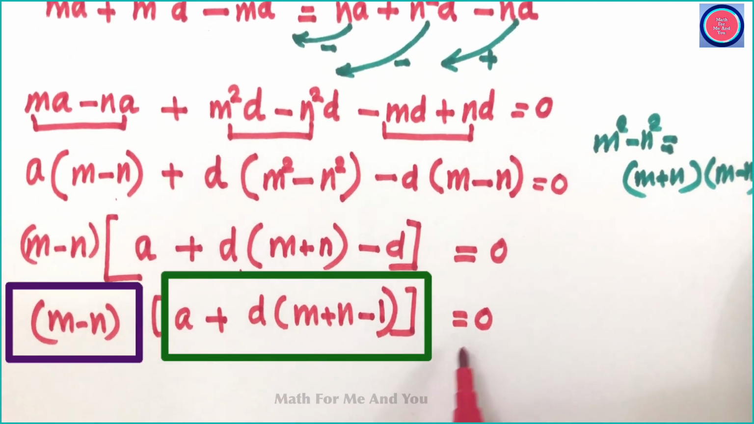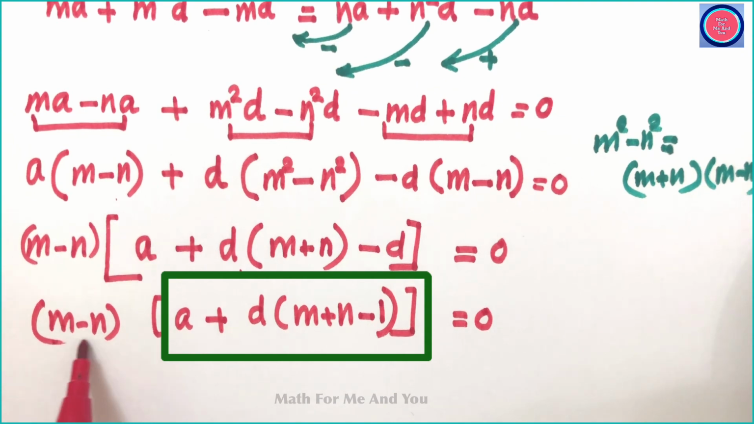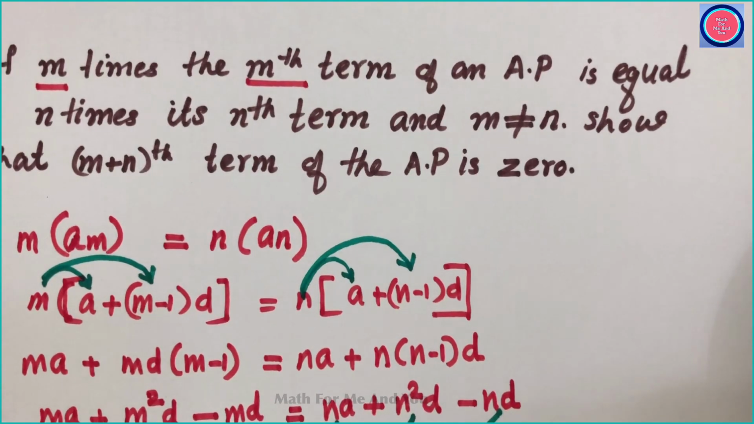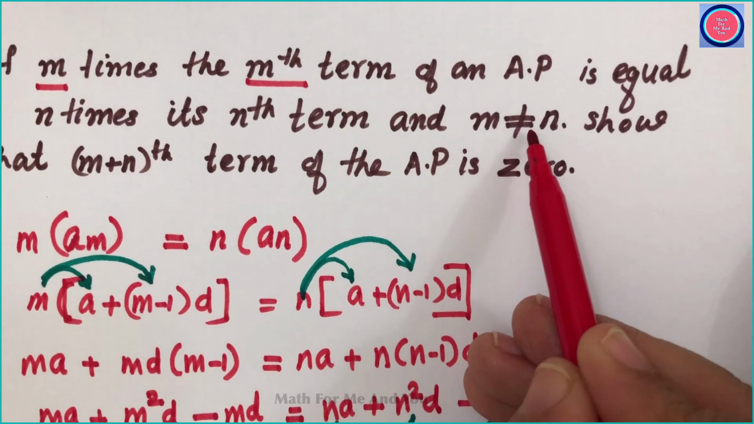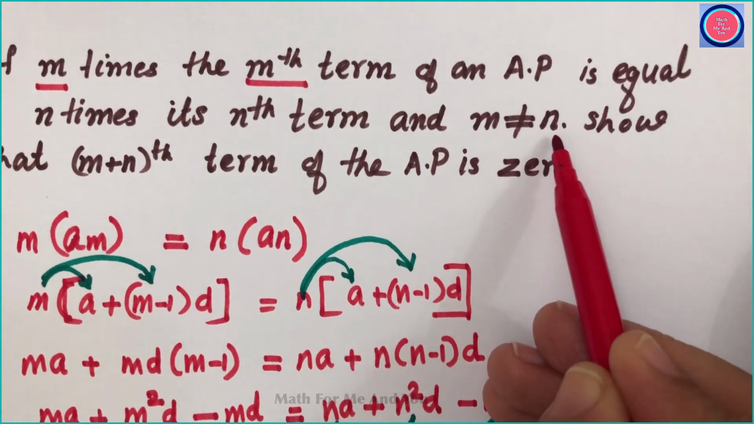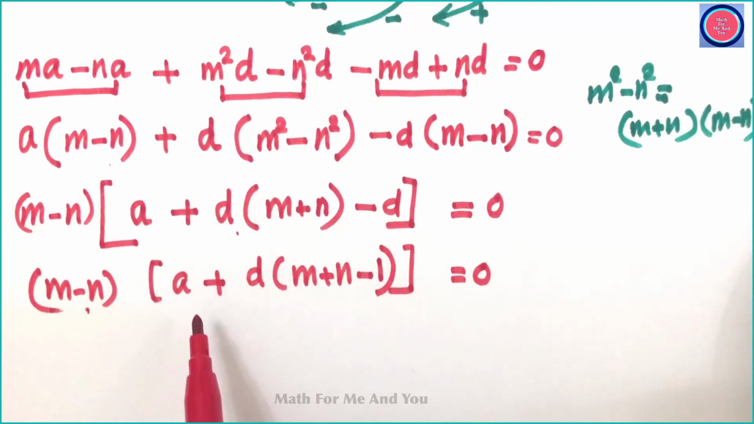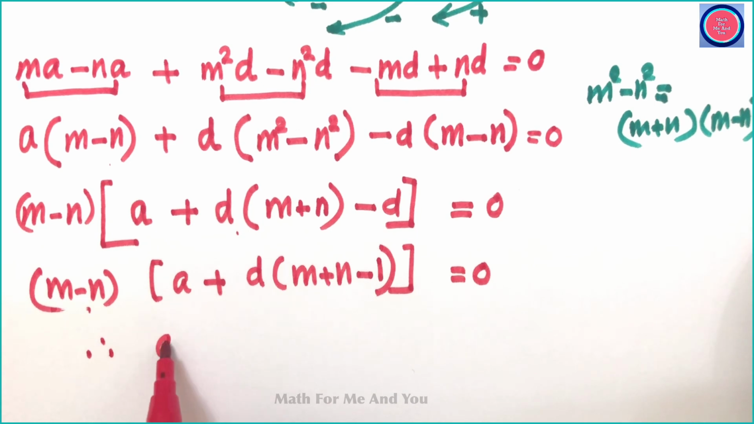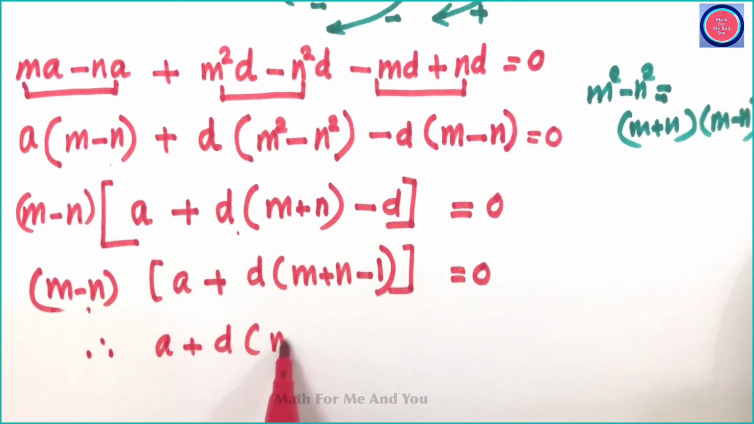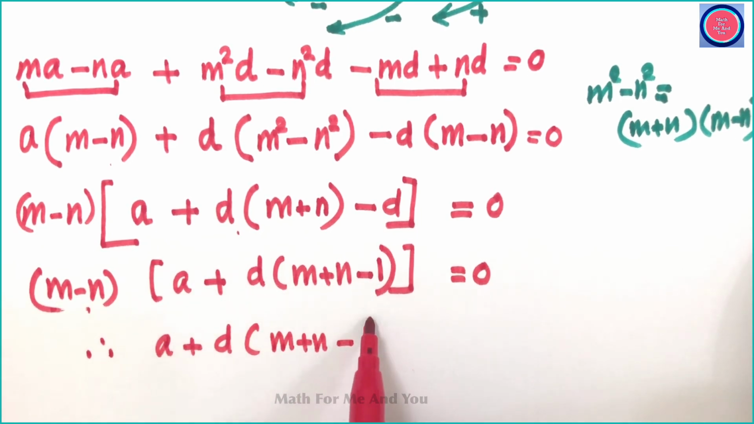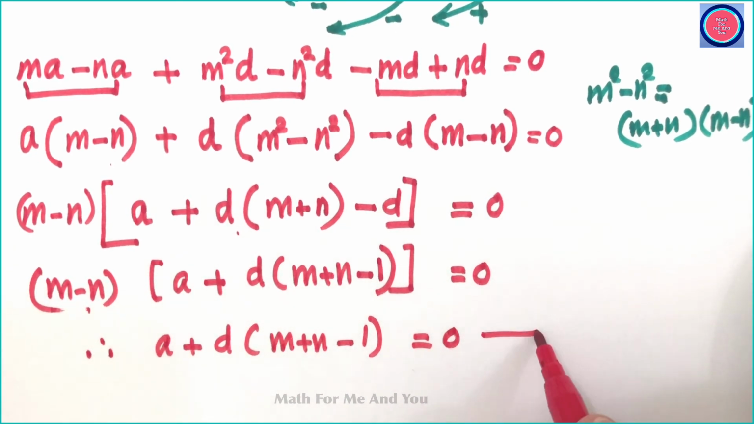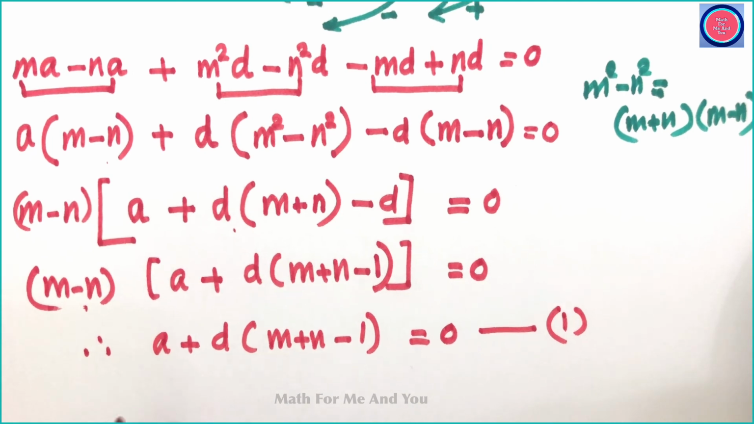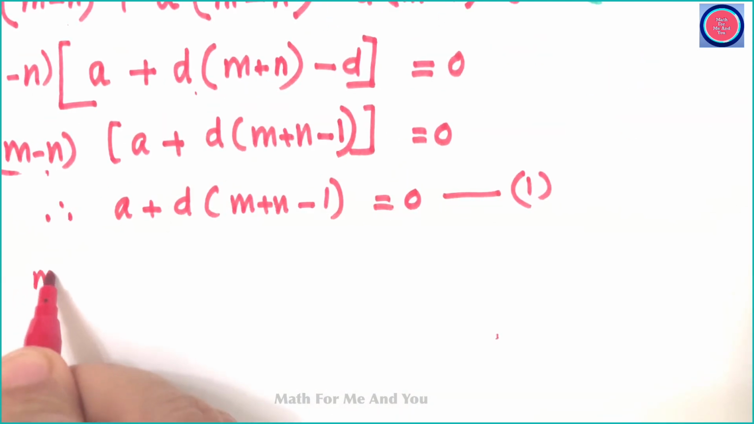m minus n times the bracket is equal to 0. m minus n, is it 0? No, because it is given in the question itself: m not equal to n. That means m minus n cannot be 0. Then what is 0? From here we can write a plus d times m plus n minus 1. This is 0. m minus n not equal to 0 because m not equal to n. So we get this result. Keep it as equation number 1.